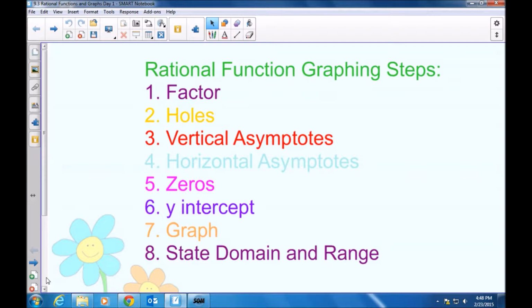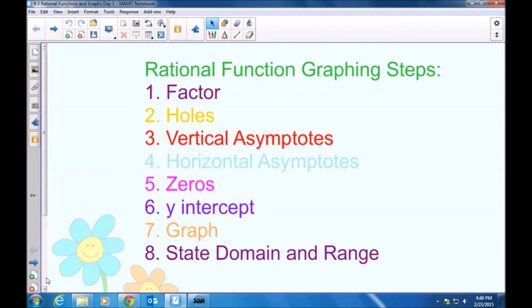There are vertical asymptotes, which behave like a brick wall. Graphs want to get closer and closer to the brick wall, but a graph is never going to jump over an asymptote, either a vertical asymptote or, like number 4, a horizontal asymptote. Graphs will now and again cross a horizontal asymptote, but the horizontal asymptote, number 4, really guides end behavior, and we'll talk more about that.